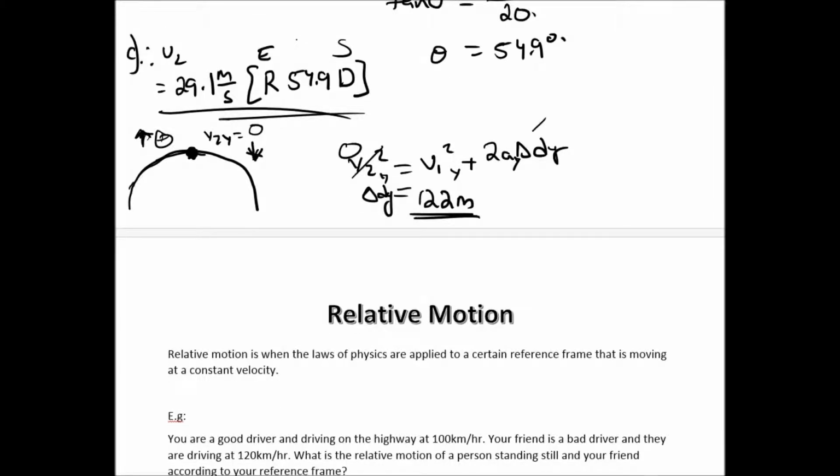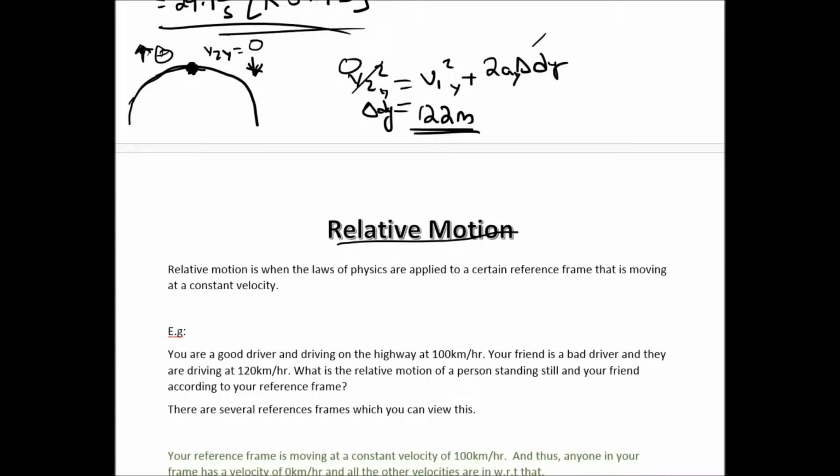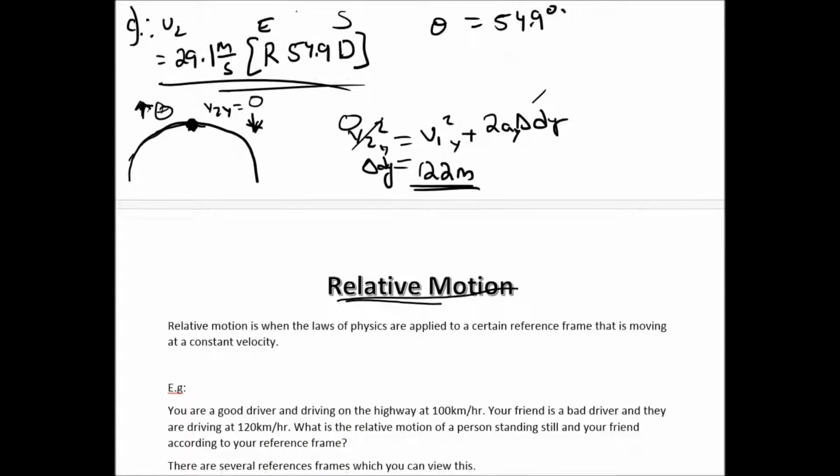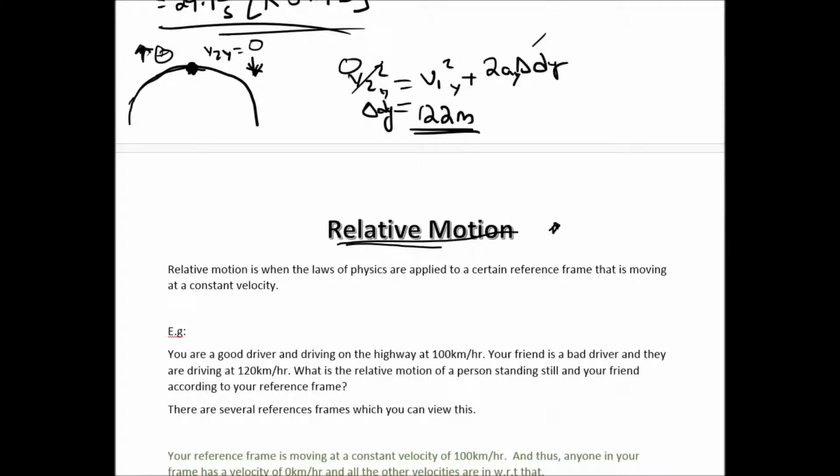Let's go to the next topic, relative motion. Oh, that's a bad line. Okay, so relative motion is when the laws of physics are applied to a certain reference frame or perspective that is moving at a constant velocity. Believe it or not, we've been using this concept the entire time, but in example problems 1 and 2, the relative motion constant was 0 meters per second, so it didn't really matter. So that's why we didn't take it into account.